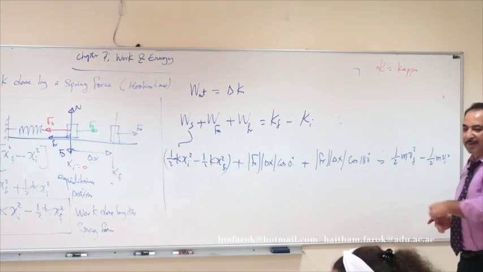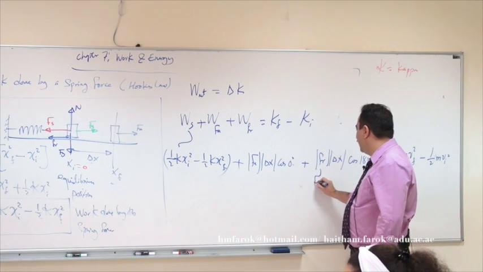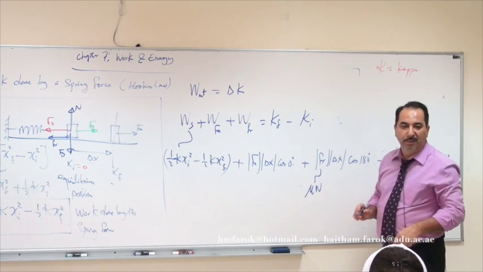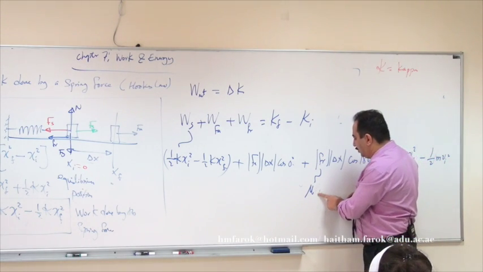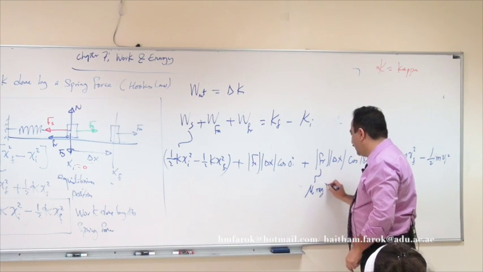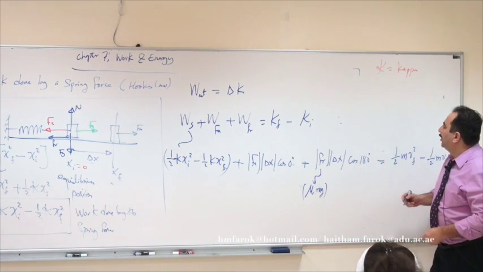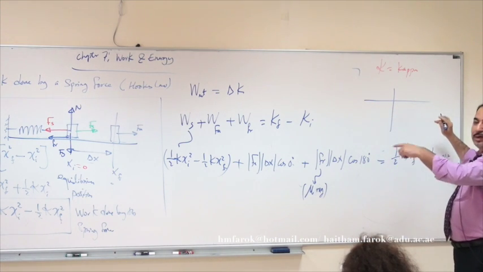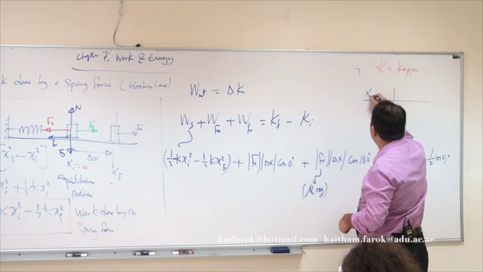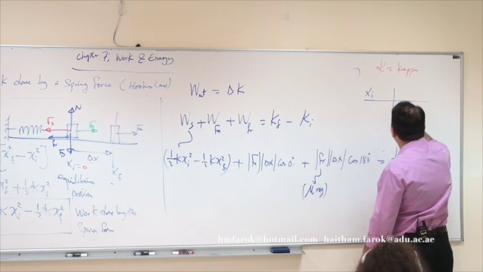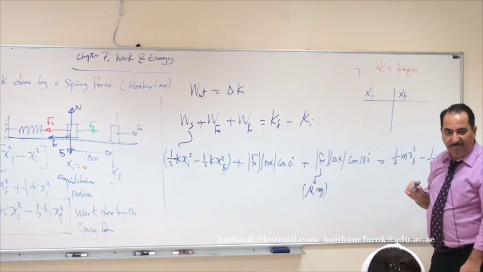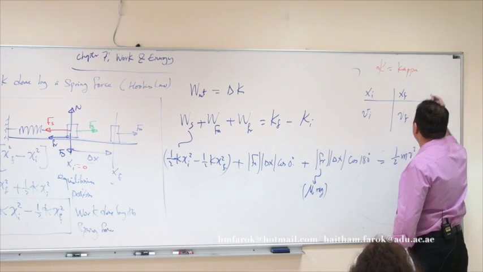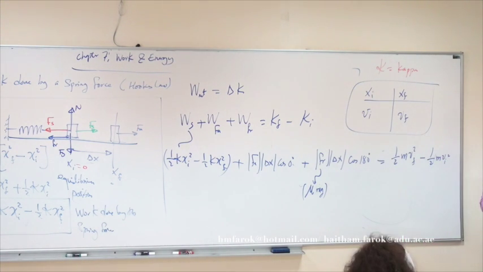Okay? Now what you have to add to this, how do you find Fr? Mu n. And what is n here equal to? Fg. So I change it. Mu mg. Right? What you need with this one is a small table. When you want to solve a question of spring, always ask yourself, what is the initial position of the spring, xi? What is the final position of the spring, xf? What is the initial velocity of the spring? What is the final velocity of the spring? This table is very important.